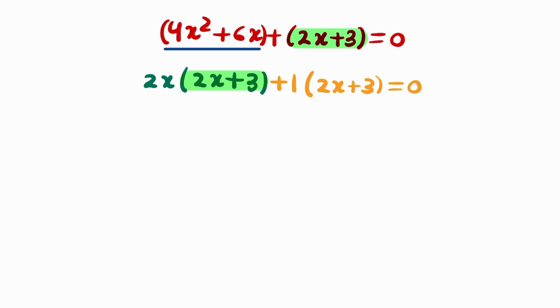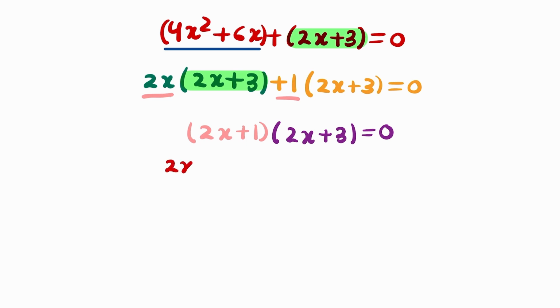Now we can rewrite what is inside the brackets within one pair of brackets and what is outside the brackets within another pair of brackets. So what is outside the brackets here? It is 2x plus 1. We write it within one pair of brackets. And what is inside the brackets? 2x plus 3. We write it in another pair of brackets like this. Now we can equate both of the brackets to 0. 2x plus 1 equal to 0. And then 2x plus 3 equal to 0. Now we can solve these equations individually.